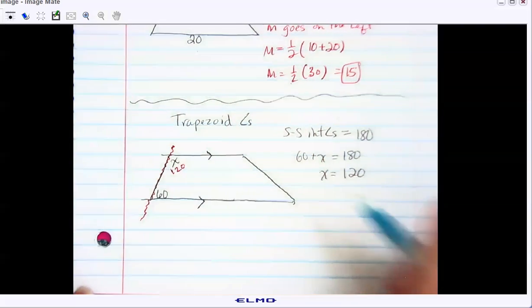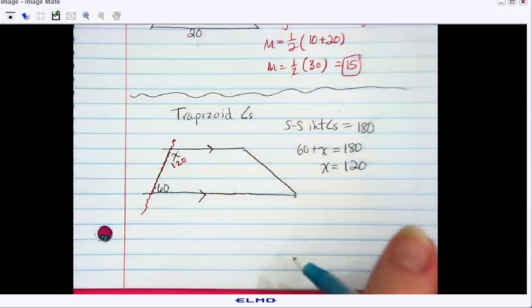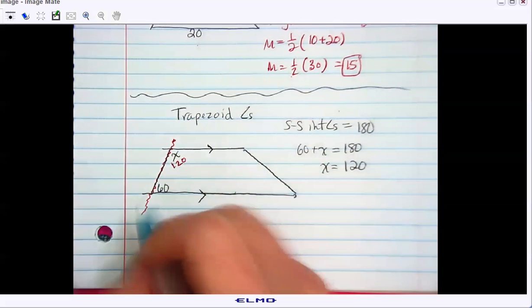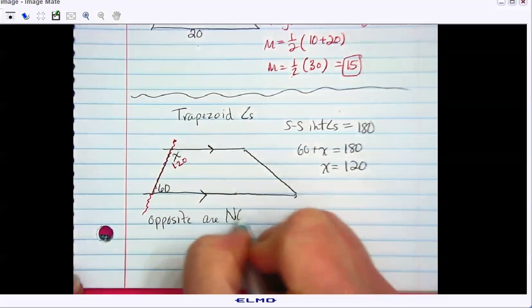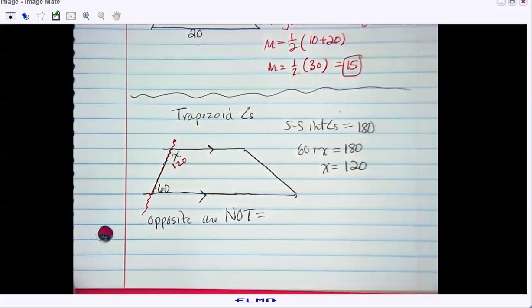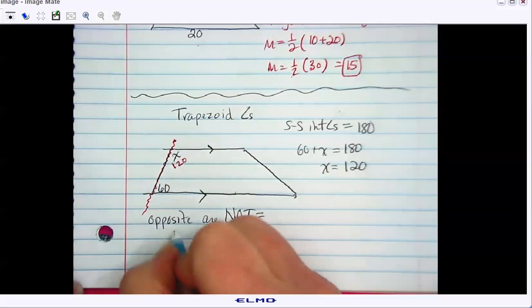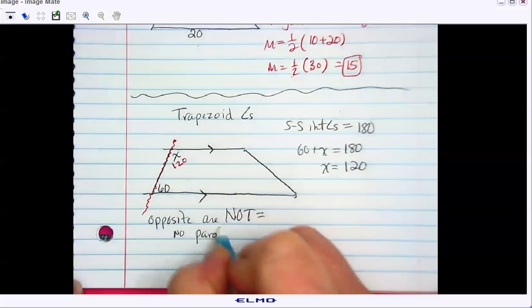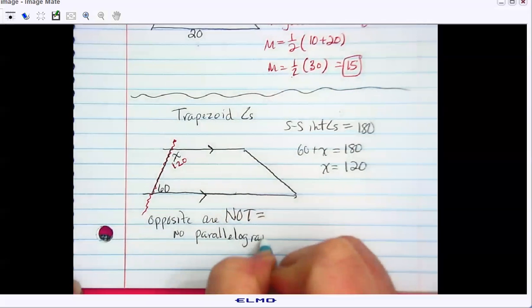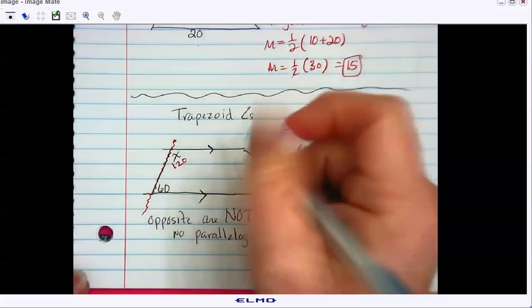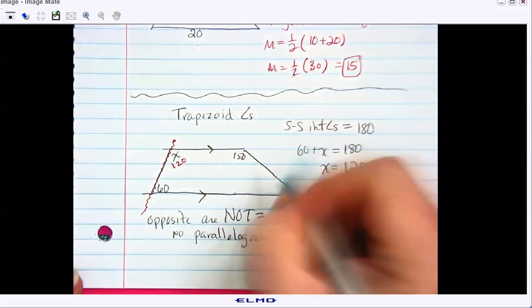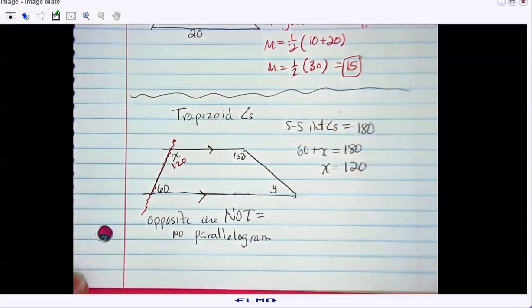Notice that opposite angles are not equal this time. And yes, thank you for putting that in the chat box. So this time, opposite angles are not equal because we don't have a parallelogram. Only in parallelograms do we have opposite angles equal. This is not a parallelogram. This is a trapezoid. But I could tell you that this angle is 150. What do you think Y would be?